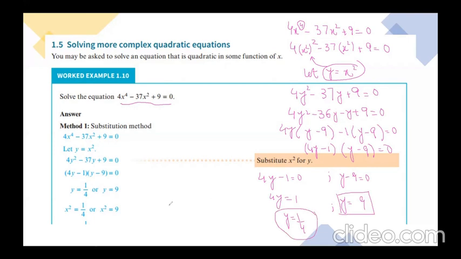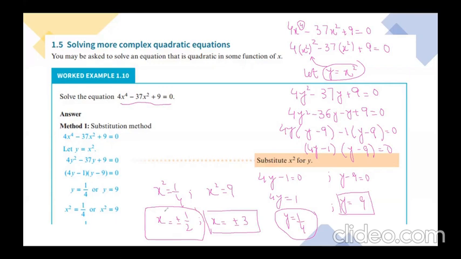So putting in the value, x square equals 1 by 4 because x square equals y, and x square equals 9. So taking the square root on both sides, x equals plus minus 1 by 2 and x equals plus minus 3. These are the four values of x that we computed.